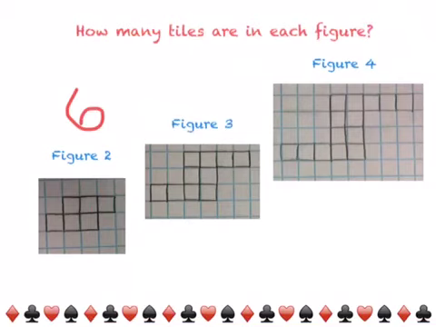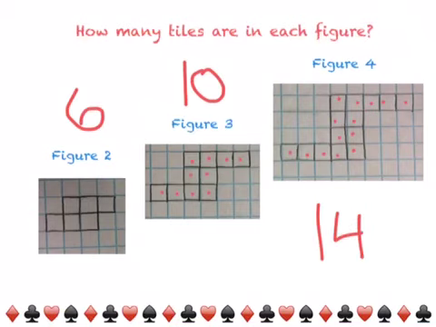In figure 3, we can see that there are 10 tiles. In figure 4, we can count that there are 14 tiles. From here, we can see that each of the figures is adding 4 tiles before it reaches the next.